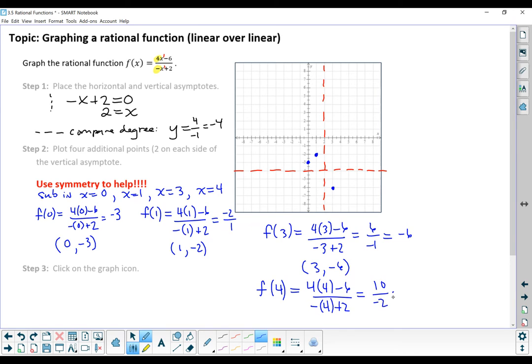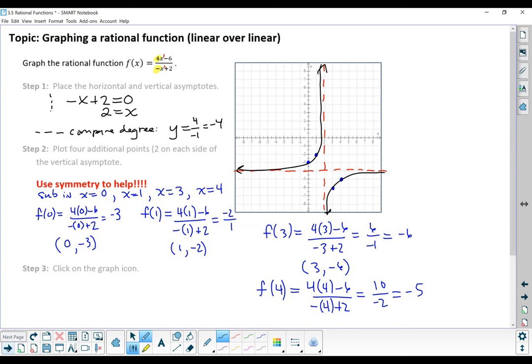10 over negative 2 is negative 5. You'll probably notice some symmetry. See how it's kind of rotationally symmetric there? Once you have 2 points on each branch plotted, then you can just click on the graph icon and Alex will draw those branches through the points like this.